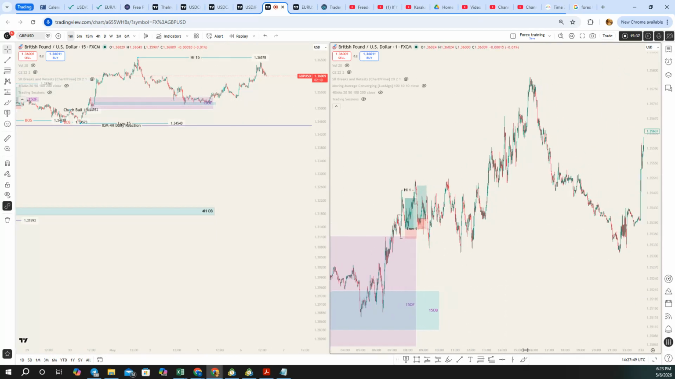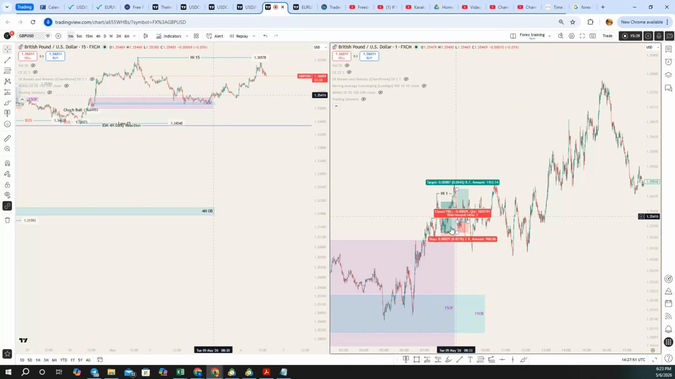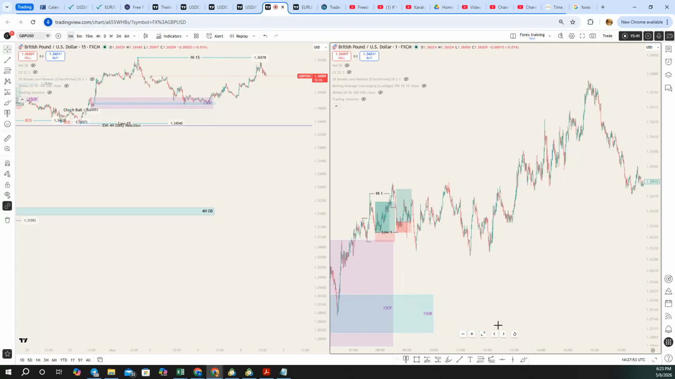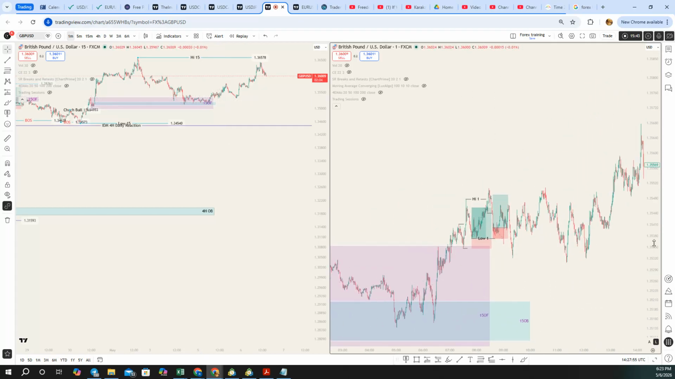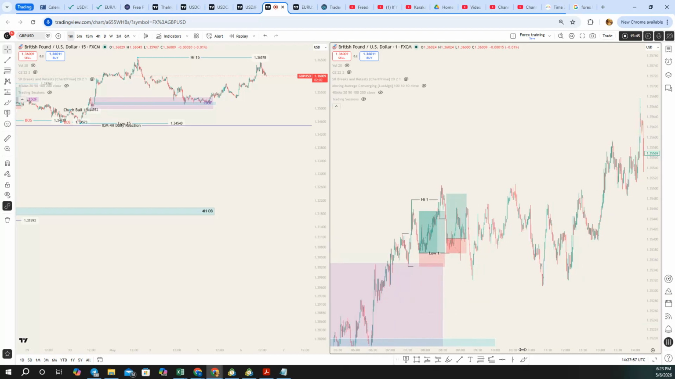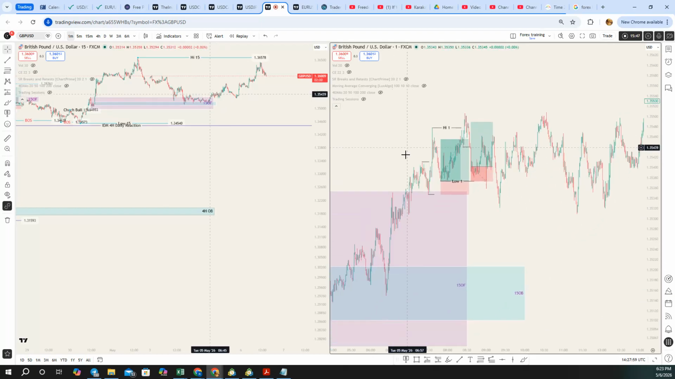Okay, and those two were made yesterday. And this is where our discussion now comes to. So this is the inducement, which becomes, as we said, a change of character. This is the low, this is the high, and this is my entry.